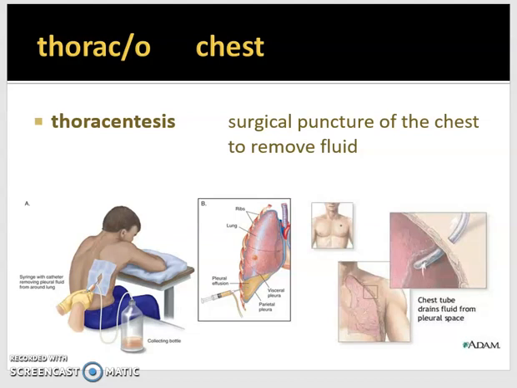They'll go between a couple of ribs. They'll get just inside that pleural cavity. They'll use a syringe to get the suction started. And then that jar, by the way, that you see next to the patient would not be sitting there. It would be on the floor because as that fluid drains out, they're going to use gravity to pull it down into the jar and collect it that way.